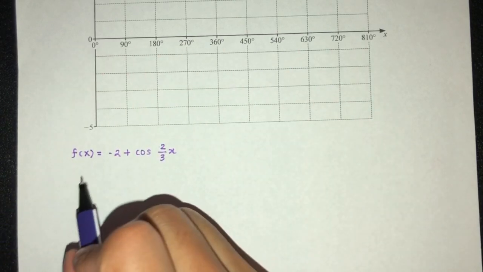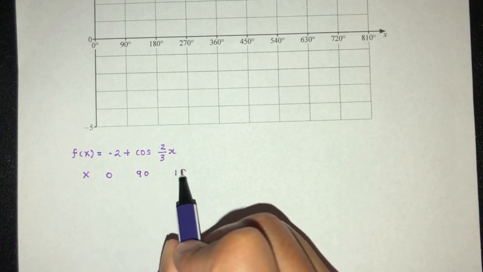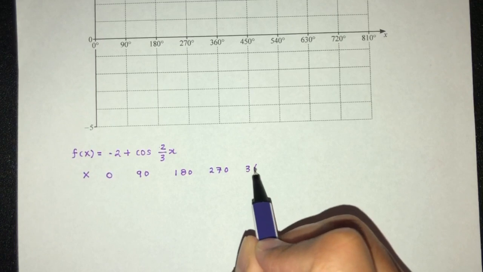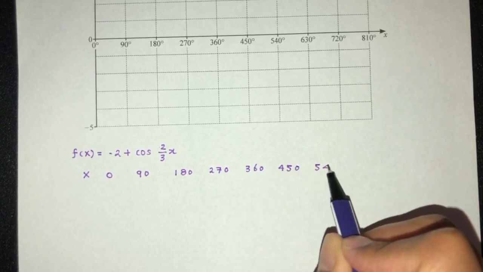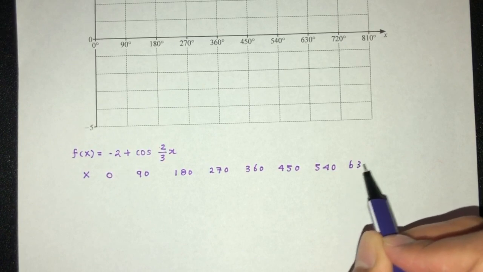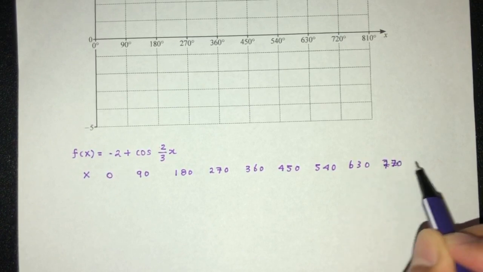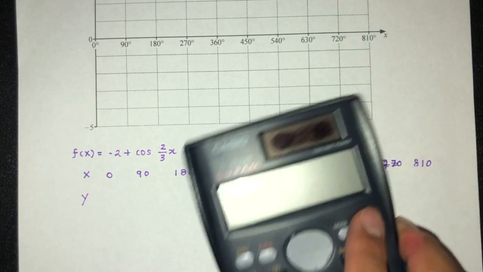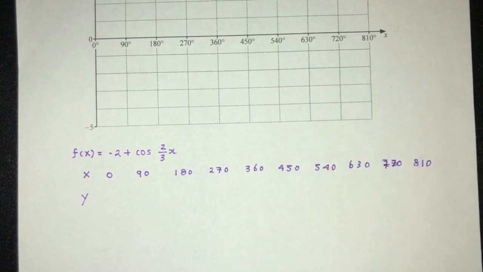So here we have x can be 0, 90, 180, 270, 360, 540, almost done, 630, 720, and 810. Now we just have to replace the value back in the equation. So here we'll be careful. We have to use degrees because it is given to you in degrees.